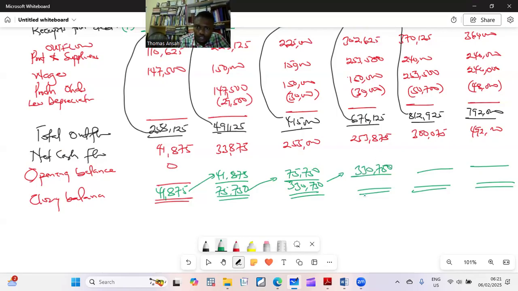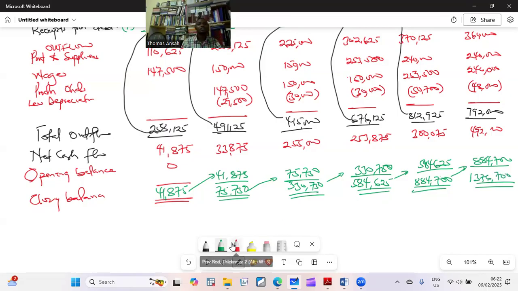330,750. I add it to this one, that gives me 584,625. So it goes 584,625. Total here is 884,700. Then 884,700. I add it. I have 1,376,700. Ladies and gentlemen, this is our cash budget.